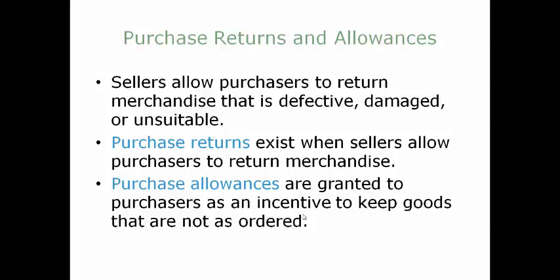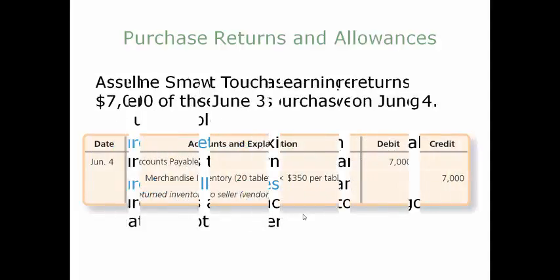Generally, allowances are money off, whereas returns are where you specifically return the item back to the retailer or wholesaler or the online retailer for your money completely back. That's the difference between the two.